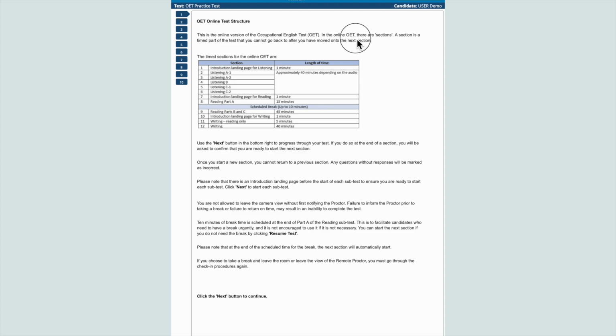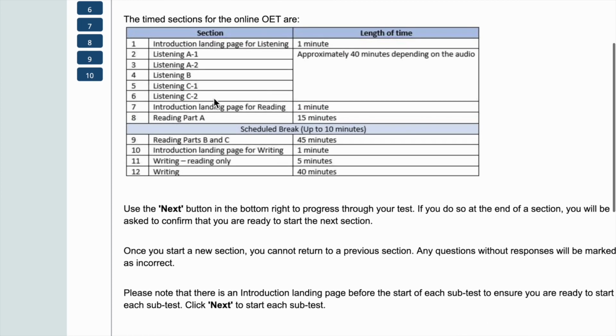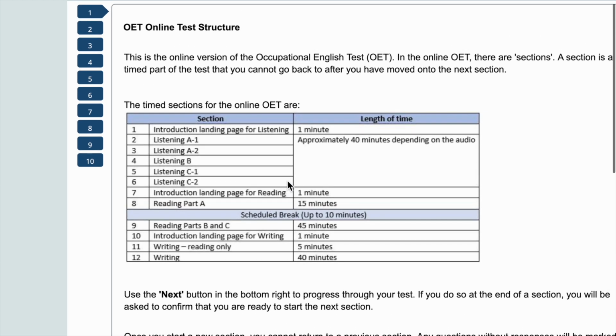Number 1 is definitely the structure of the test. We have listening, reading, and writing, of course. And there's further subsections, listening A1, A2, and then B, listening C1 and C2. So this is a lot of just annoying subsections. And then we have reading part A, and then a scheduled break, and then reading parts B and C, and then writing, with reading time, and then actual writing of the letter. So make sure you familiarize yourself with this, especially the time that's available.